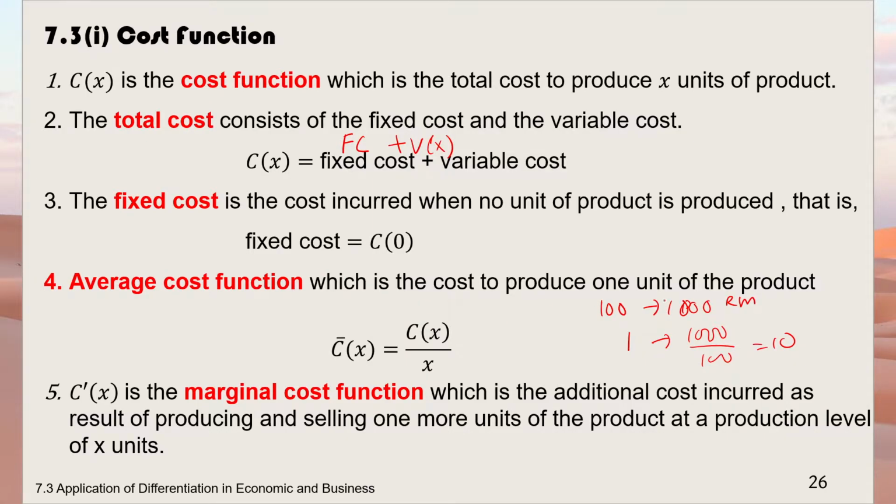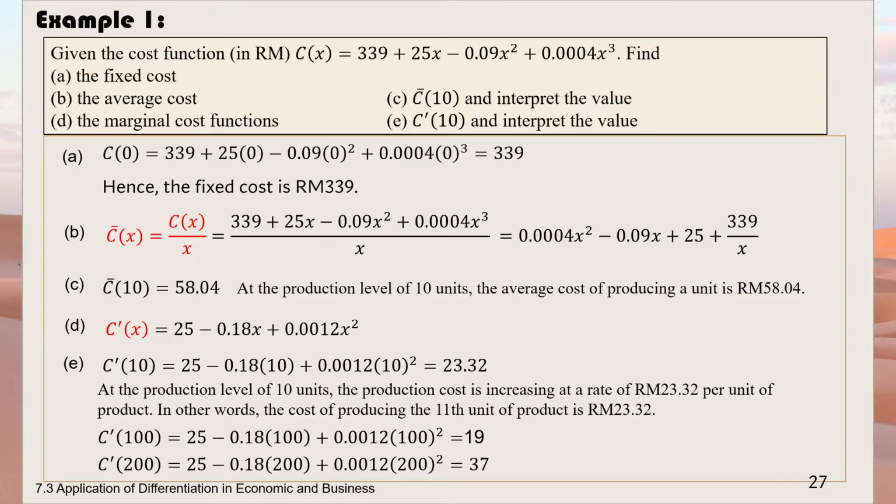So what is the marginal cost function? The marginal cost function is the additional cost incurred as a result of producing and selling one more unit of the product at the production level. So when marginal cost C'(10), it means the additional cost when you produce the 10th, the number 10 product. Now we look at one example.